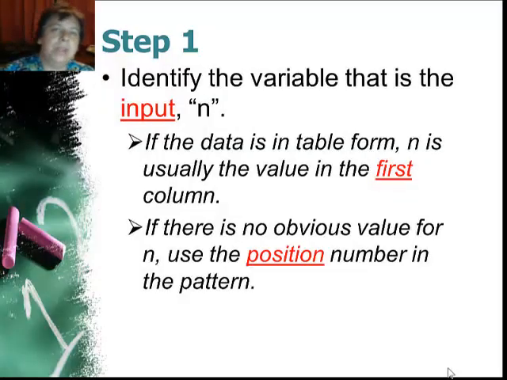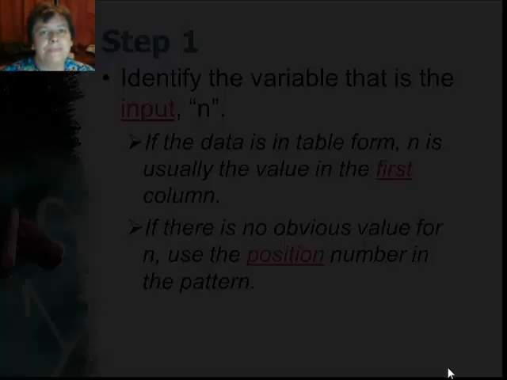So the first step to finding that pattern, and you were able to do this in middle school, is you need to identify the variable that is the input. That is, what is n. Now, if we have a table, it's usually the first value in the table. That is your n. If there is no obvious table, then it could be the position number. So if it's a group of numbers in a row, each position would be the number for n. So position 1, n is 1, position 2, n is 2, position 3, n is 3.